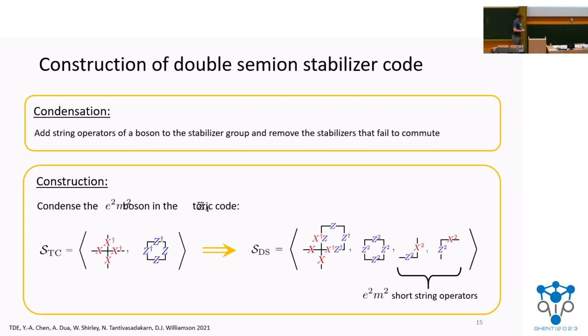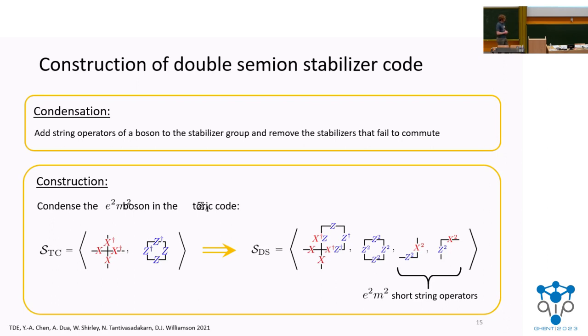So more explicitly, to construct the double semion stabilizer code, what we did is we condensed the E squared M squared boson of the Z4 toric code. We take the Z4 toric code stabilizer group and add to it string operators for the E squared M squared bosons. This can be done by just adding short string operators to the stabilizer group. It can be shown these create pairs of E squared M squared bosons. These generate longer string operators.